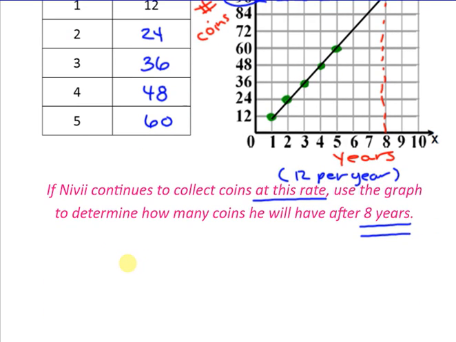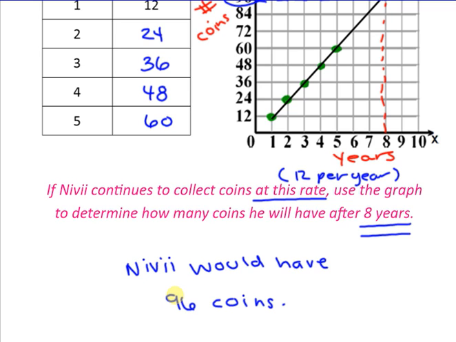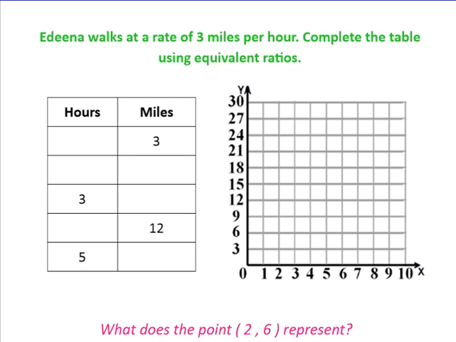So the answer is Nivi would have 96 coins. Okay? Let's take a look at the next example.